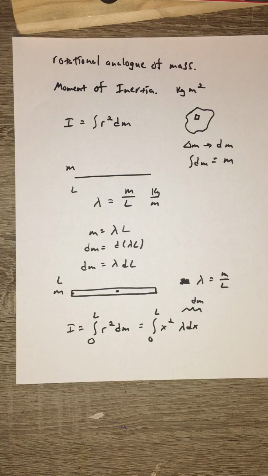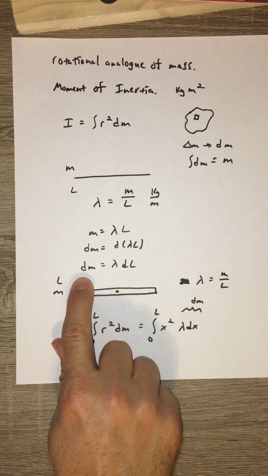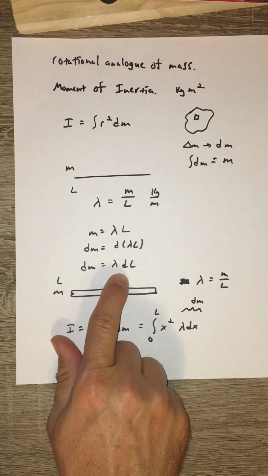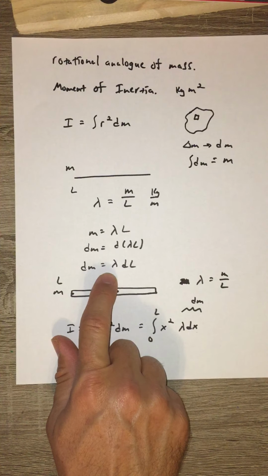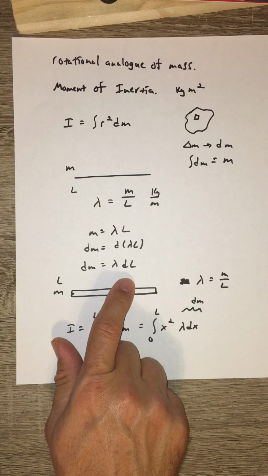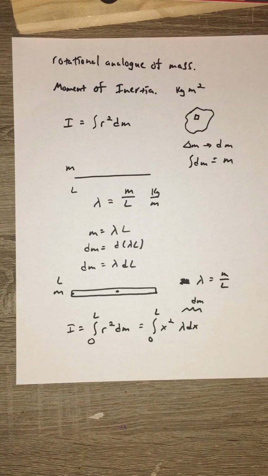But the upshot is, if you can understand what this dm means when I express it in terms of its density in some spatial variable, you are well on your way, not only in this class, but in physics 2, where you will be doing that a lot when you're calculating effects of charge density.